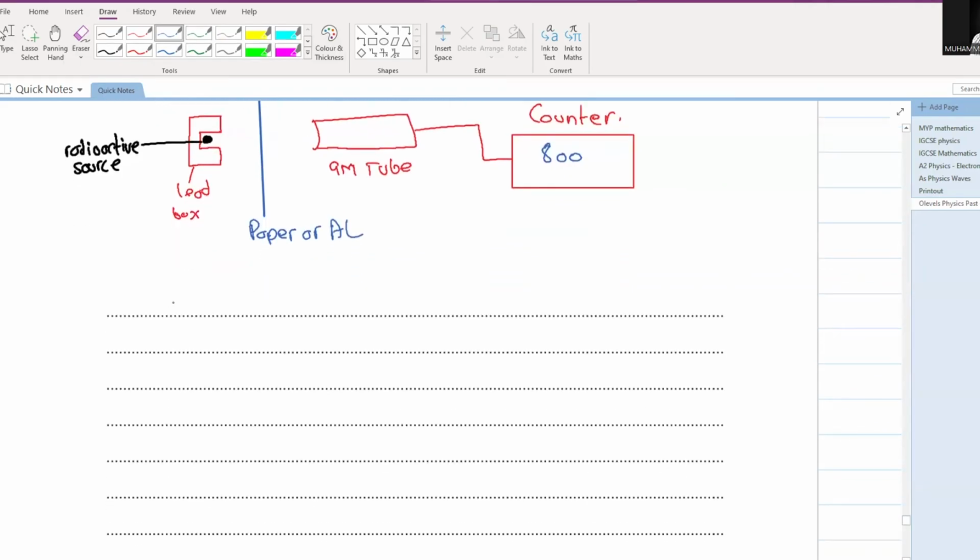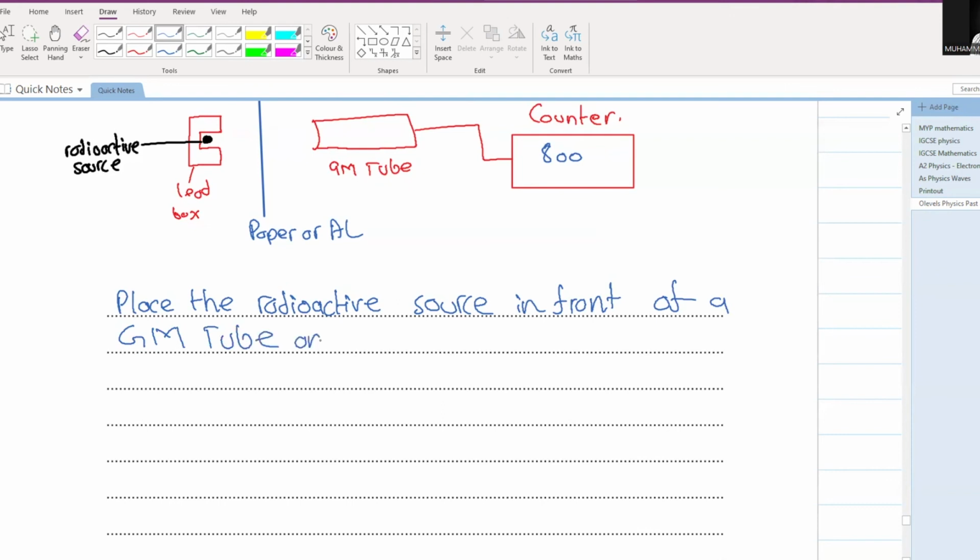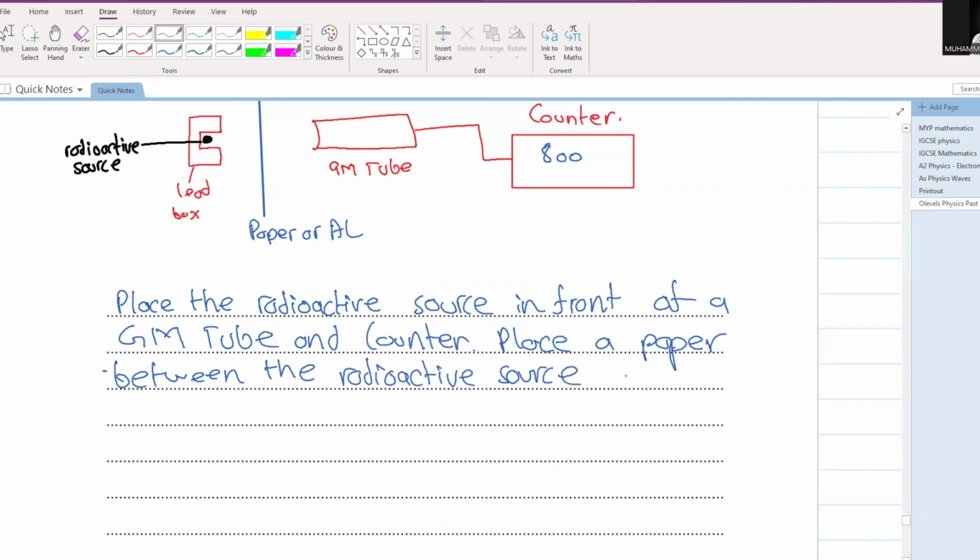So what will you say? Place the radioactive source in front of a GM tube and counter. Then what will you do next? Place a paper between the radioactive source and GM tube.